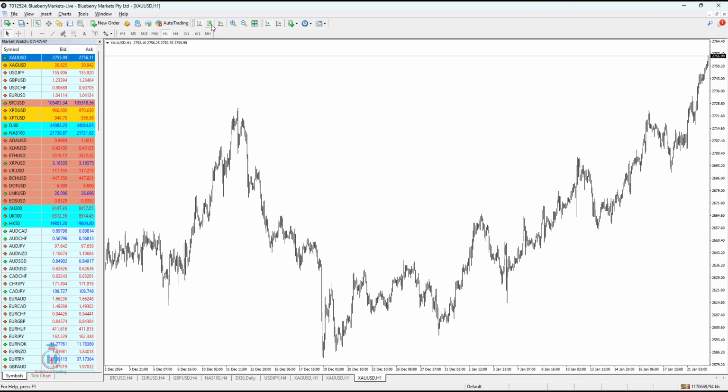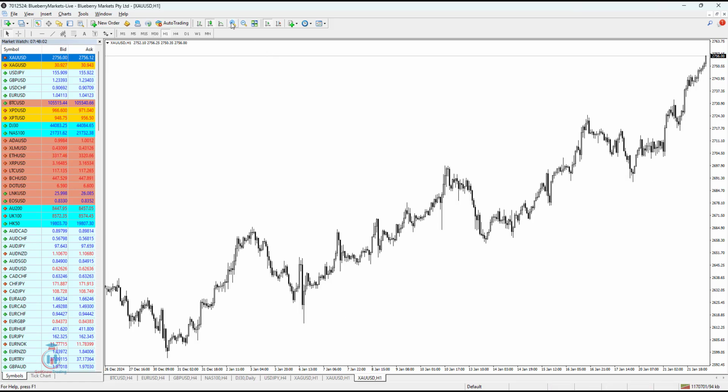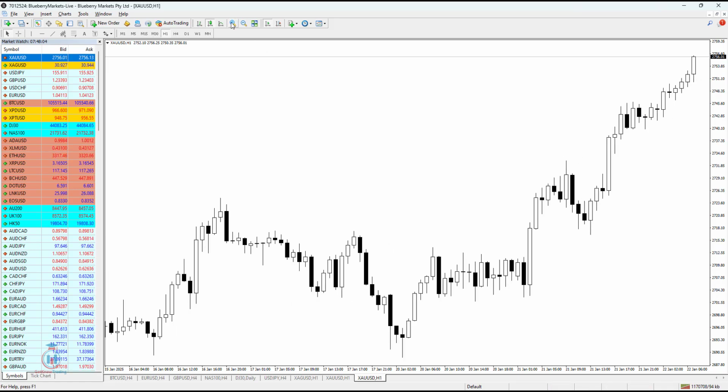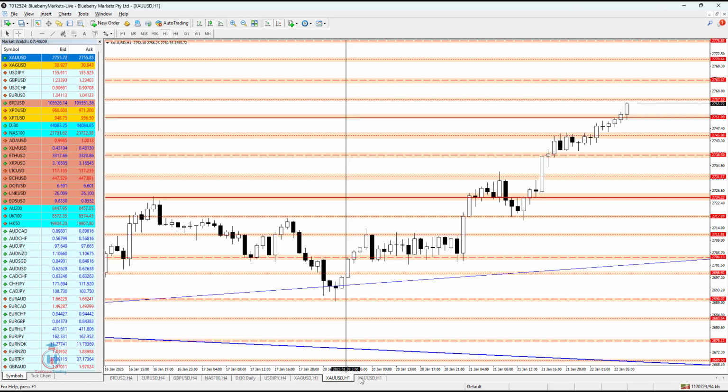Then you can use the quick access toolbar to change the chart to the candlestick chart. Currently you are in the bar chart. When you click on the candlestick chart, you will see the changes appear on the chart. When you zoom in a little bit, let's click zoom in, you can see you have the same candles as I have inside my chart.